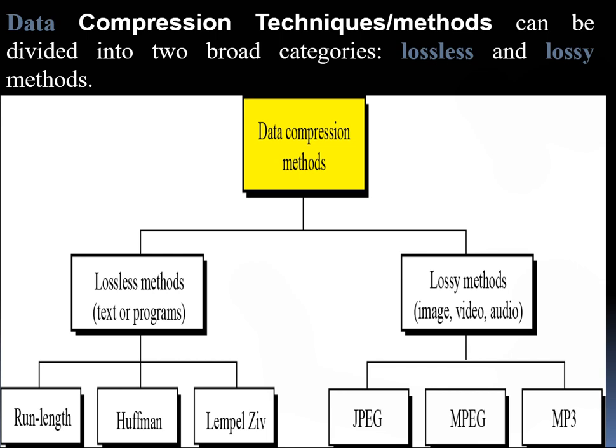So data compression techniques or methods can be divided into two broad categories. The first one is lossless and the second is lossy. The lossless method is about text or programs. The lossy method is where we have images, video and audio.